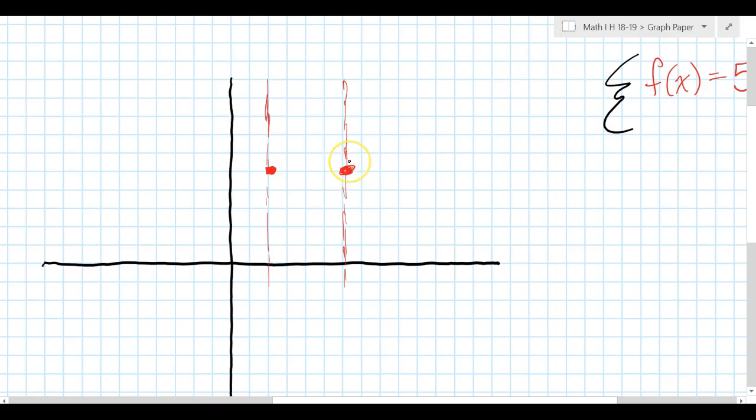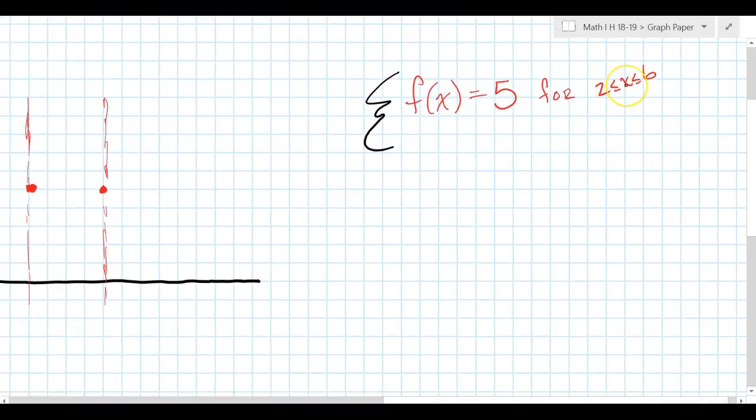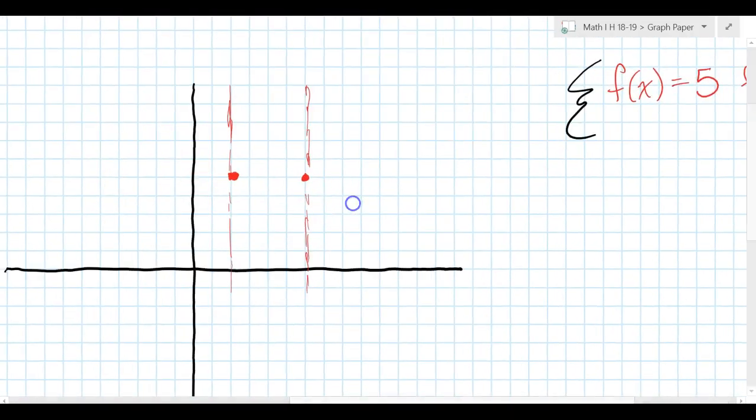Just to make this clear, there we go. We know that in this domain it is less than or equal to and less than or equal to, so we'll have two closed dots, and then we are going to connect them. Now, we don't care about anything outside of this domain, so that line is now complete.